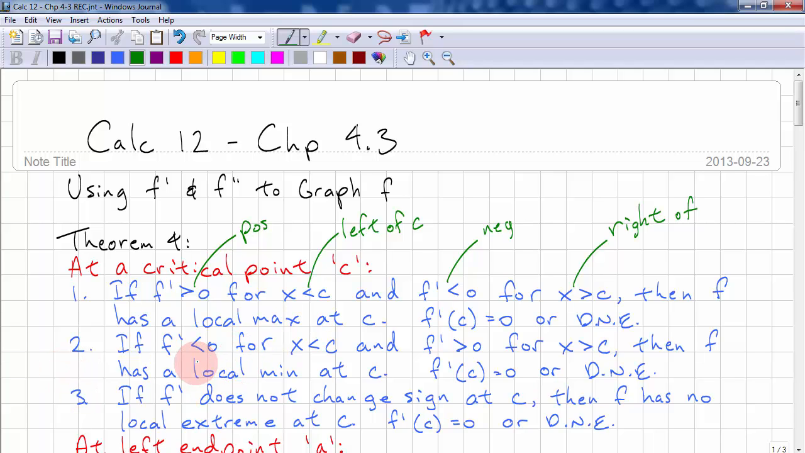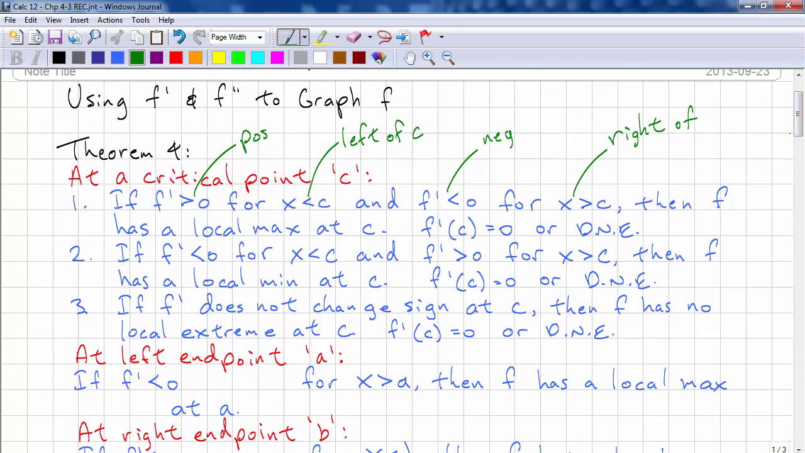It's the opposite. If the derivative is less than 0 to the left, and the derivative is positive to the right, then f has a local minimum at c. Number 3 is different. If the derivative does not change sign at c, then f has no local extremum at c.